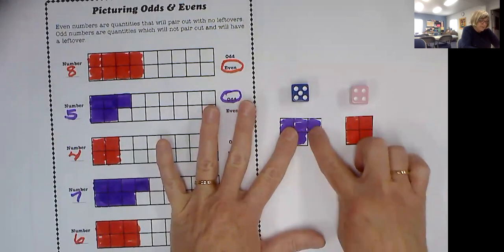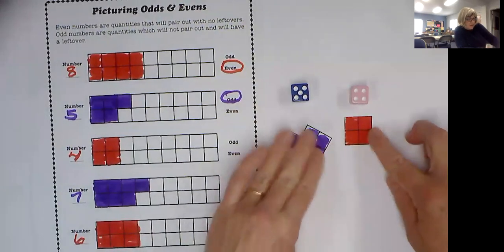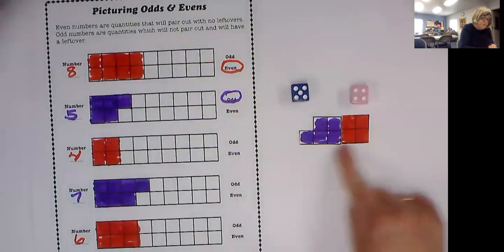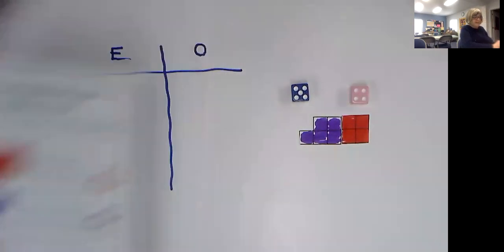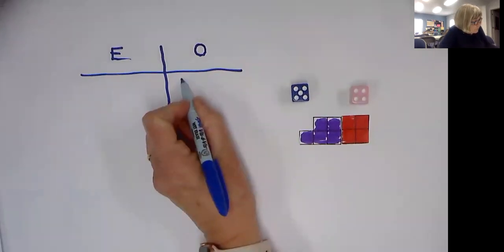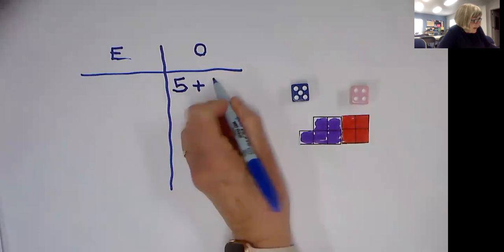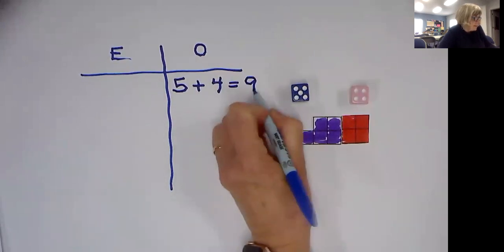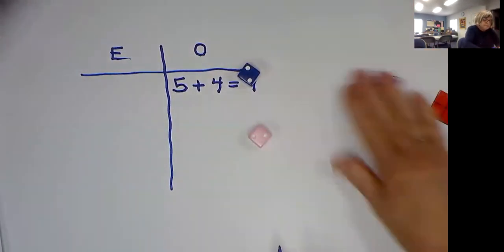Well, I've got this funny hangover part, so I'm going to rotate this. Oh, look what happened. I see 4 groups of 2 plus 1 more. That means that's an odd sum. So what I'm going to do is write that equation under odd.